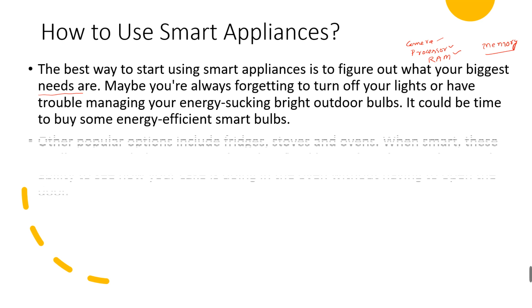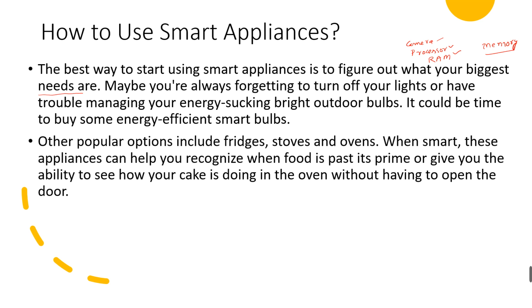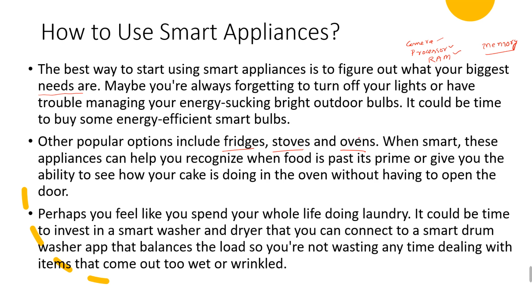So you can purchase a smart bulb that can switch on or switch off automatically as per the light intensity outside. Another popular option may be the smart fridge, smart stove, or smart oven. Obviously sensors will be there, and they can sense the requirement of the work to be done, and accordingly they will adjust their properties.